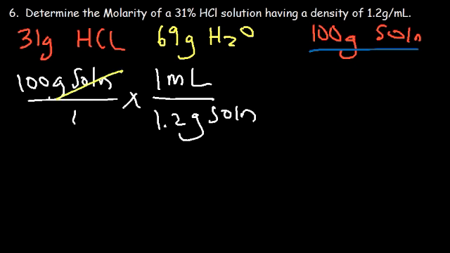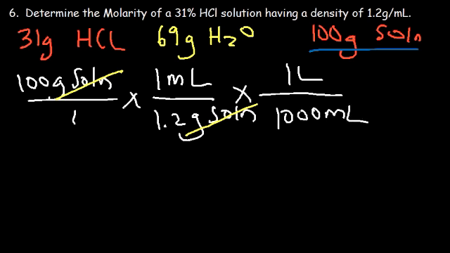So we can cancel the grams of solution, and then we can convert it into liters. 1 liter is equal to 1,000 milliliters. And so those units cross out. So 100 grams divided by 1.2 is going to give us 83.3 milliliters. And if we divide that by 1,000, then the volume of the solution is 0.083 liters. So now we could finish it.